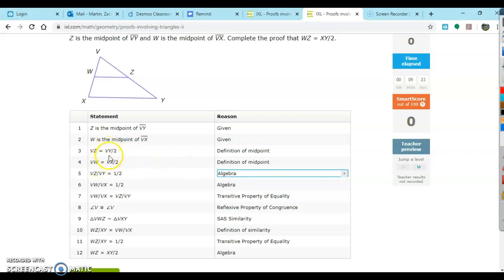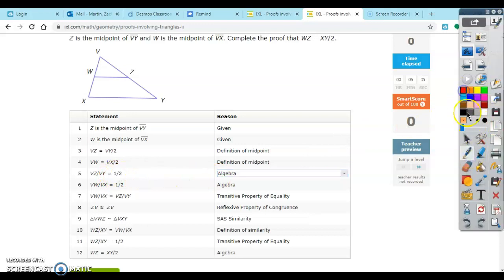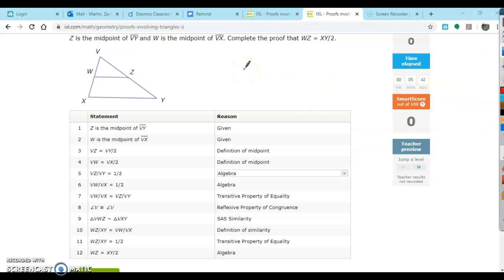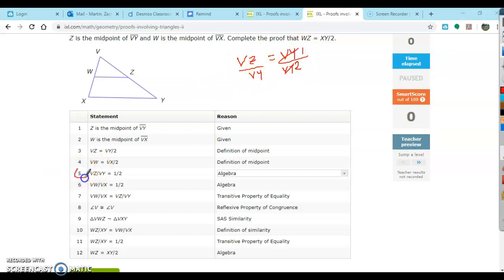That's just showing us that if we were to divide both sides by VY, we would get VZ divided by VY equals 1/2. So what is that showing here? I'll show that to you real quick. Up here, if I know that VZ equals VY divided by 2, well, if I just divide both sides by VY, these would cancel, right? I'm left with a 1/2. And then I've got VZ over VY. That's what they're talking about in step 5 here.